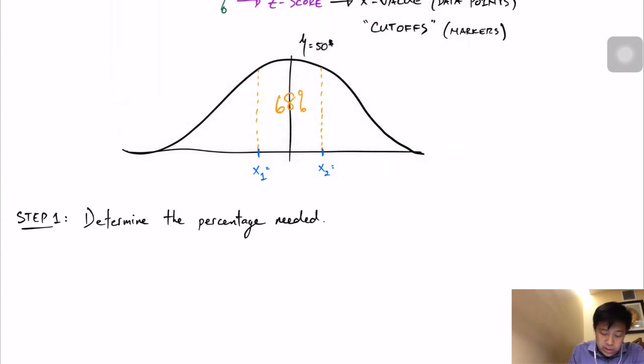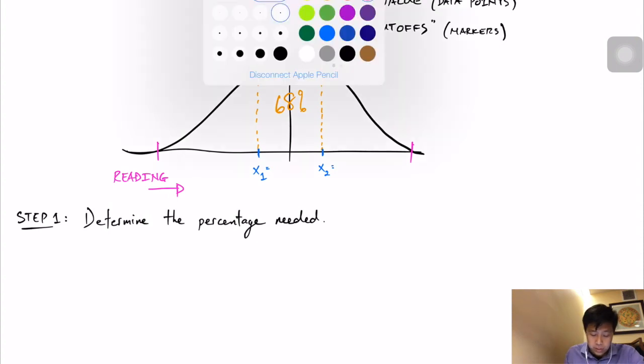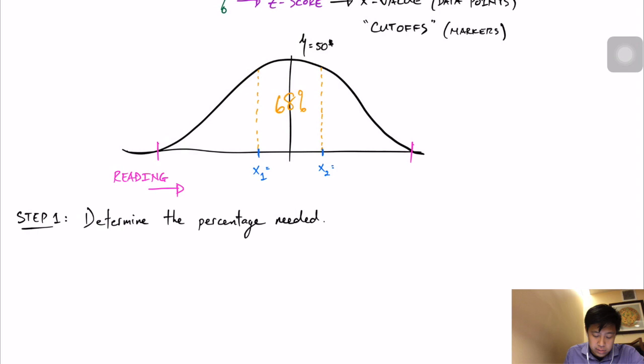So imagine this is the very end of the distribution, quote unquote, and this is the very end right there. So you're always reading from left to right. Again, this is for the Z tables, reading left to right. So we know that we have 68%, but that starts from the middle, that's not the left.